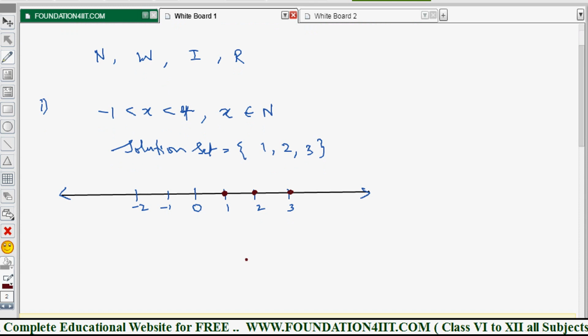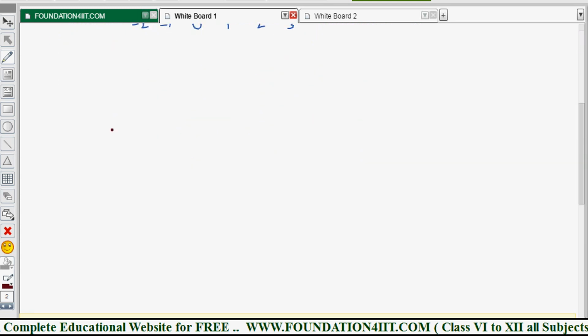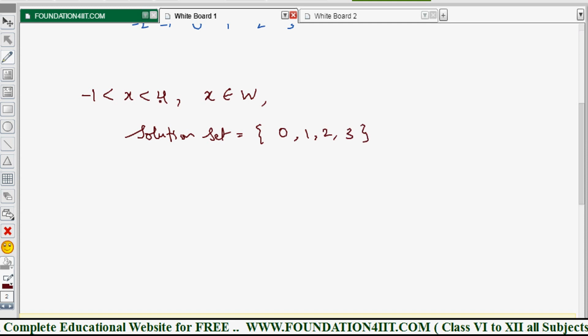We'll see one more inequation for whole numbers. For example, take the same: minus 1 less than x less than 4, and x belongs to whole numbers. Now for this solution set, x belongs to whole numbers, so it's from 0. After minus 1, next is 0, 1, 2, 3 only, because x is less than 4. If x were less than or equal to 4, then you should take 4. So x is less than 4.